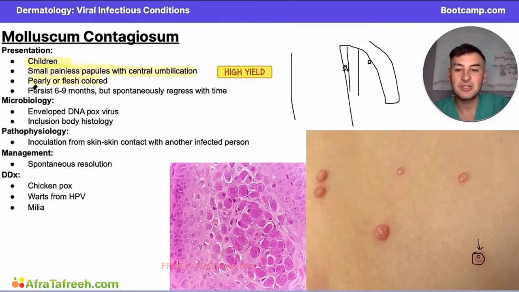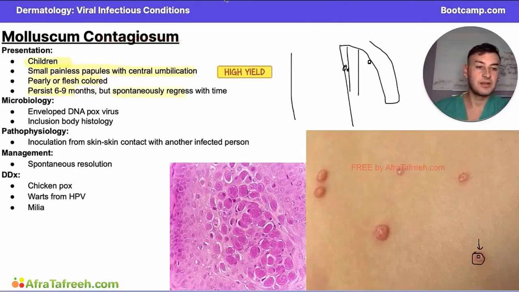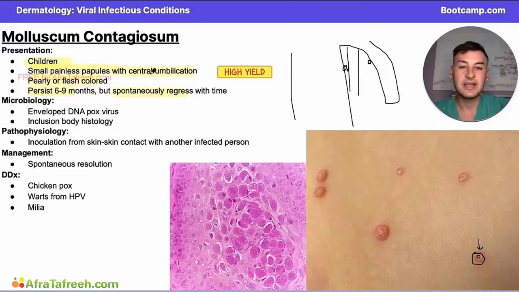So these lesions will persist for about 6 to 9 months, and then they will just spontaneously go away without any intervention. Let's talk about a little bit of the microbiology associated with molluscum contagiosum. So it is an enveloped DNA pox virus, and it has some inclusion body histology on microscopy. So the inclusion bodies for molluscum contagiosum look like this. And they have these eosinophilic inclusions called Henderson-Patterson bodies, which look like this.